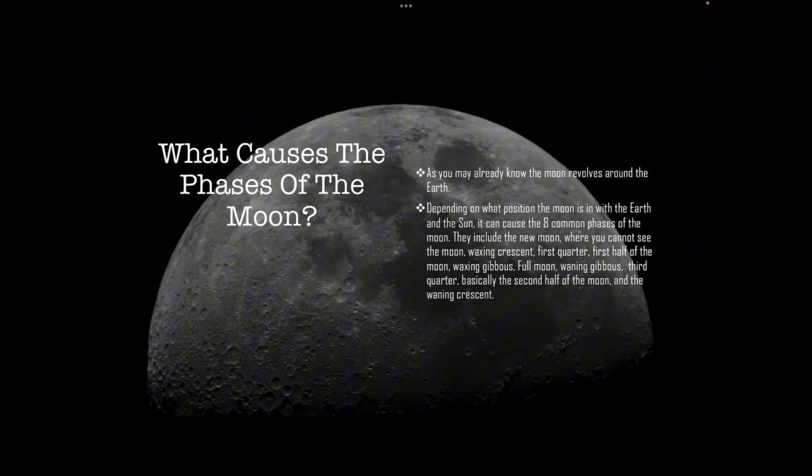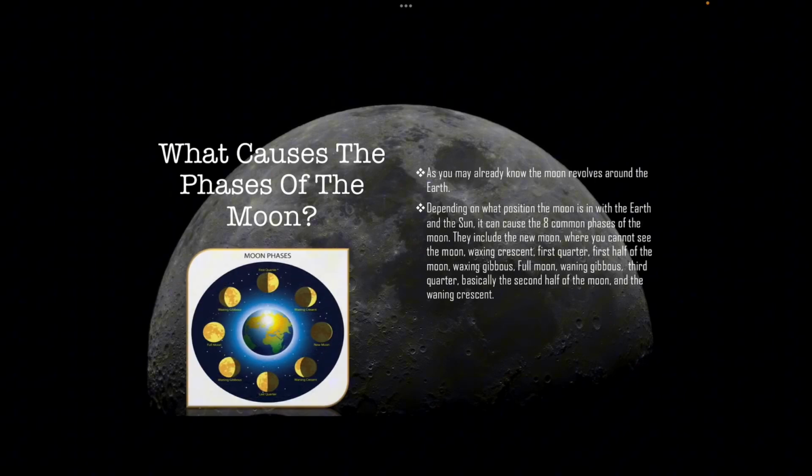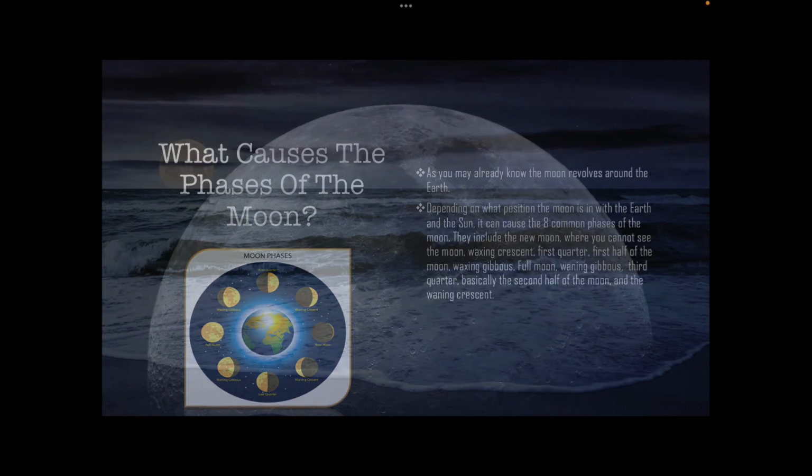As you may already know, the Moon revolves around the Earth. Depending on what position the Moon is in with the Earth and the Sun, it can cause the 8 common phases of the Moon. They include the new moon, where you cannot see the moon, the waxing crescent, the first quarter, which is the first half of the moon, the waxing gibbous, the full moon, the waning gibbous, the third quarter, which is basically the second half of the moon, and the waning crescent. And here are all the moon phases.